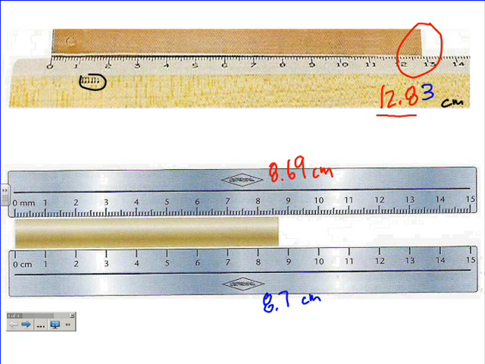But on the bottom one, right, we only have markings at every 1 centimeter. So the certain digit is only this place, right? The uncertain digit is one past what we know for sure, so that'd be 8.7 centimeters. Once again, not the only acceptable answer.